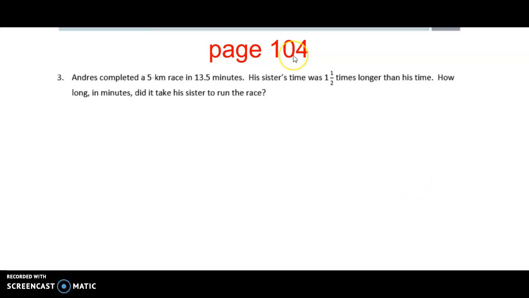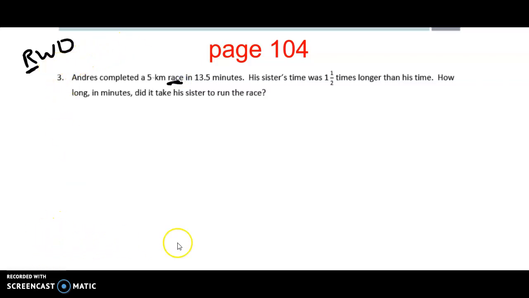Andre completed a 5-kilometer race in 13.5 minutes. His sister's time was 1.5 times longer than his time. How long in minutes did it take his sister to run the race? Think about our RDW, or I sometimes say the RWD. So we read it, find the gist. It's all about racing. Let's find our details, right? Or even write our sentence.